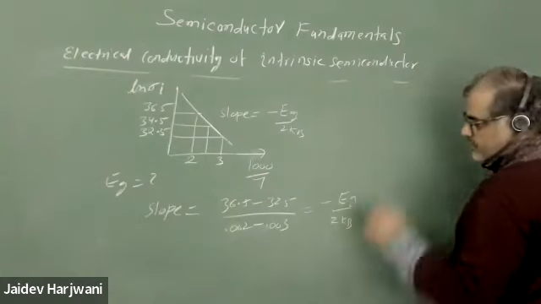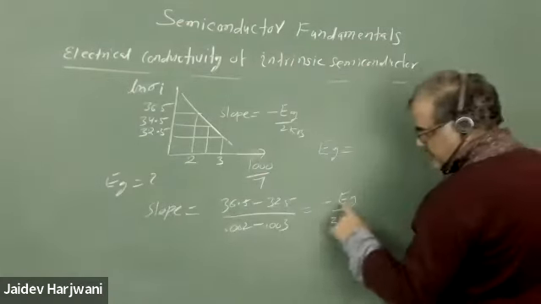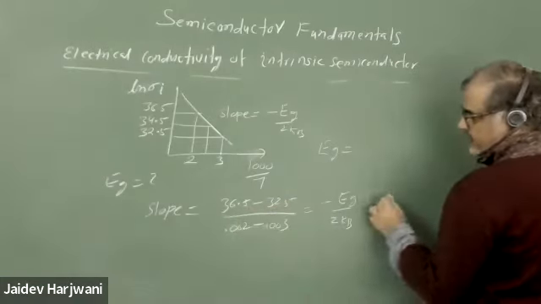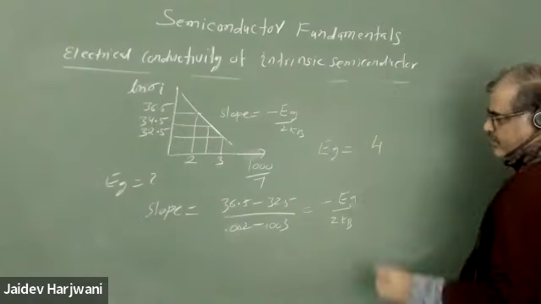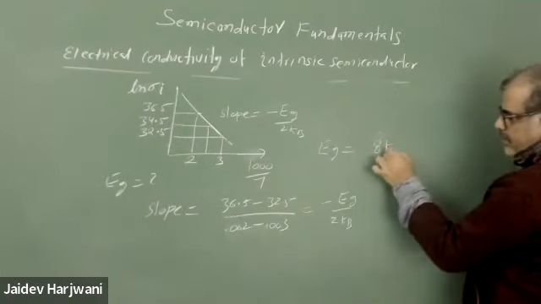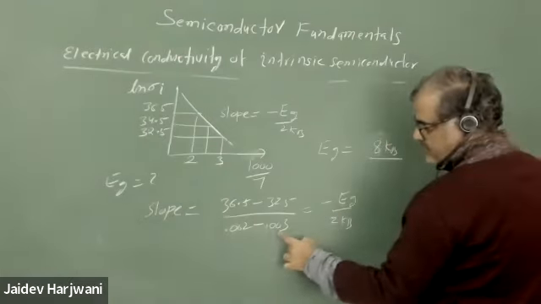Now if you solve for Eg from here, you find its value. The minus signs will cancel. So you get 4, and 4 into 2 kB gives you 8 kB. Okay, and divide by how much?